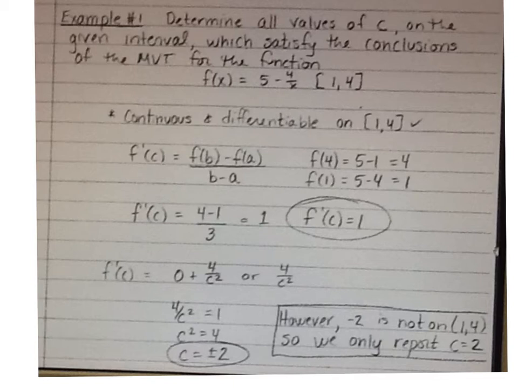And I need to find the value of c on the given interval. Well, by solving for c, I get plus or minus 2. But remember, the domain that I'm working on is a and b going from 1 to 4. So that means that negative 2 is not in the domain, so I don't have to worry about it. So I only go ahead and report c equals 2 as the answer. So that is the value guaranteed by the mean value theorem on the interval 1 to 4.